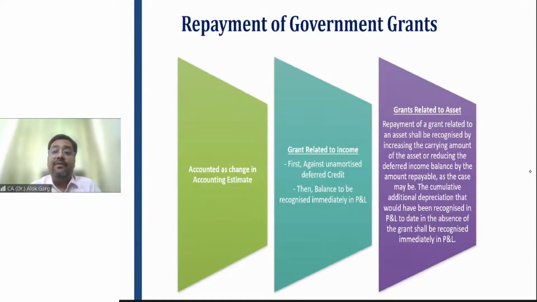Second, if the asset is a non-depreciable asset, then this government grant has to be recognized either upfront, or the government grant has to be recognized over a reasonable period of time, let's say 10 years, 15 years, 20 years, or 5 years. That is allowed. I hope so far everything is clear to all of you.